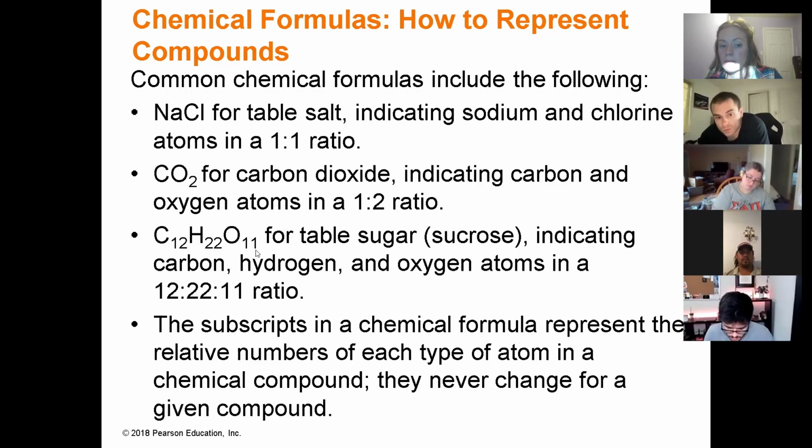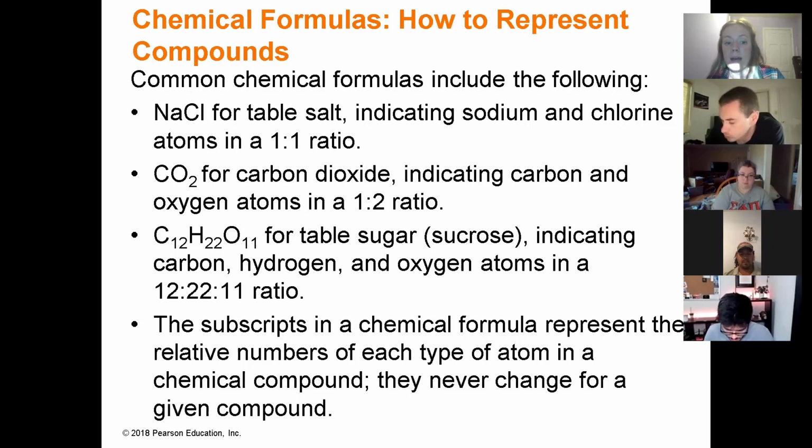We just look at whatever that subscript is and attach it to the element's symbol that's coming before it. The subscripts in the chemical formula are just as important as the elements present. So you never want to change them. You always want to honor what the subscript is supposed to be.